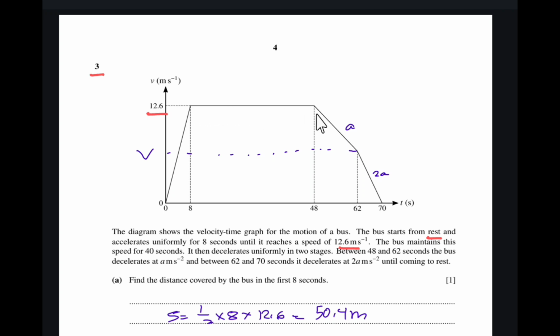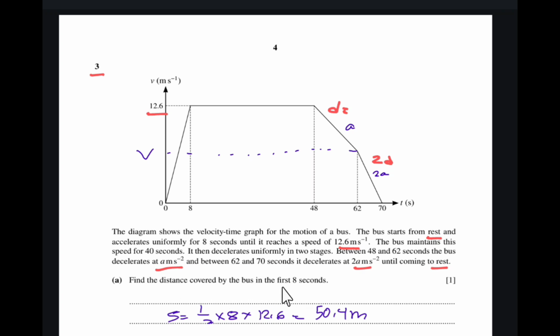It then decelerates uniformly in two stages. Between 48 and 62 seconds, the bus decelerates at a meters per second squared. You have to remember that the deceleration is a meters per second squared, and between 62 and 70 seconds it decelerates at 2a meters per second squared. That means in this range the deceleration is 2a until it comes to rest.